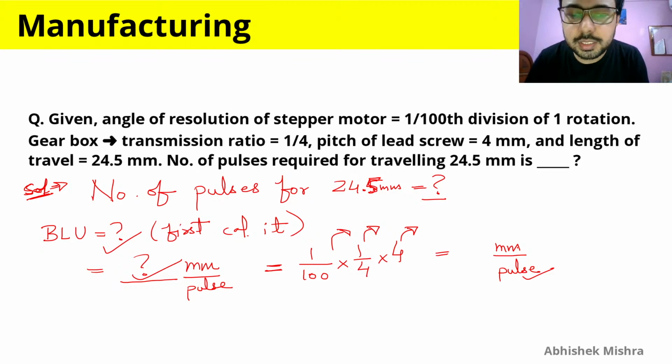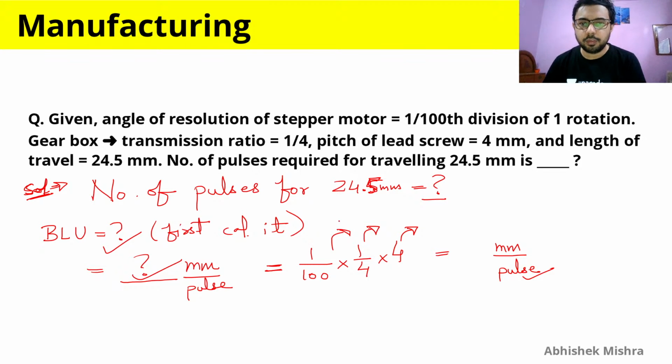So how this is giving you the answer in mm per pulse is, we have our pitch of lead screw as mm per revolution. The transmission ratio, we are multiplying it because the transmission ratio here is the velocity ratio. So therefore, to calculate this basic length unit, we have to multiply it because it will change our basic length.